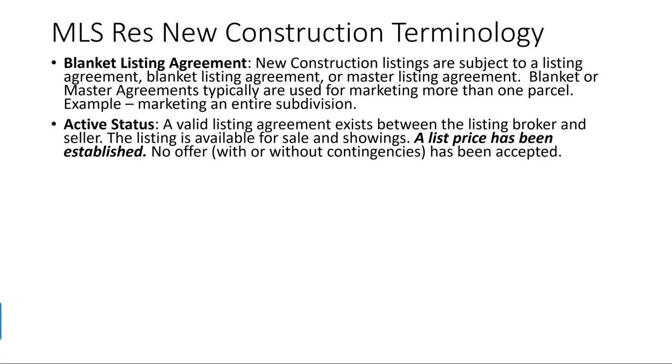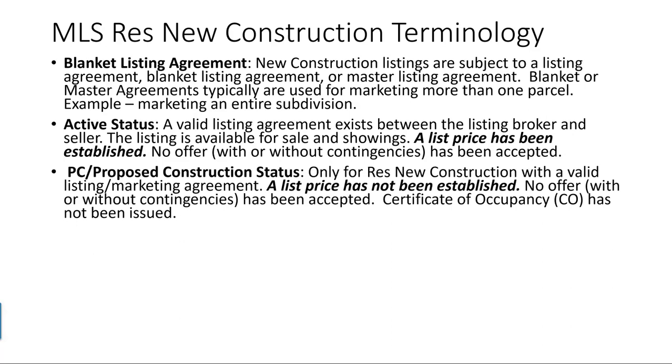Active status. A valid listing agreement exists between the listing broker and the seller, and this listing is available for sale. A list price has been established. No offer, with or without contingencies, has been accepted. Proposed construction, PC. Only to be used for residential new construction with a valid listing agreement or marketing agreement, and a list price has not yet been established. There are no offers with or without contingencies, and the certificate of occupancy has not been issued.